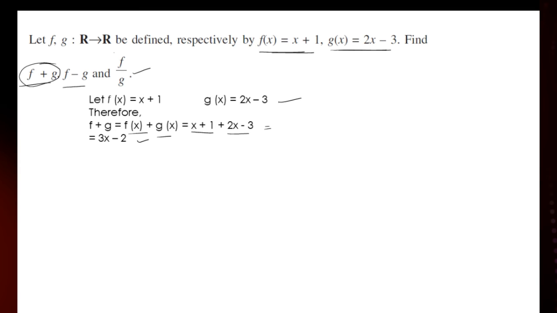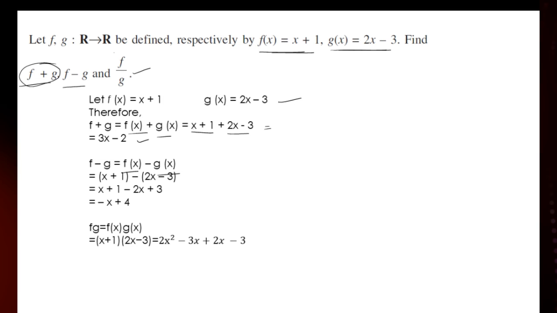That's the simple part. Now we have to subtract in the same way. f minus g means f(x) minus g(x). So we will subtract them and we get minus x plus 4. While multiplying them, we can simply multiply them pointwise: first function, second function, and my answer will be 2x square minus x minus 3.